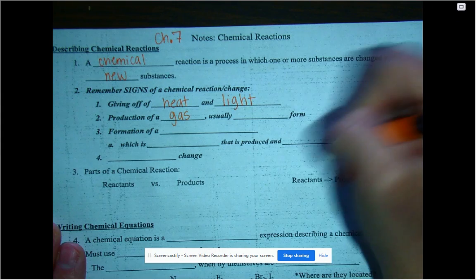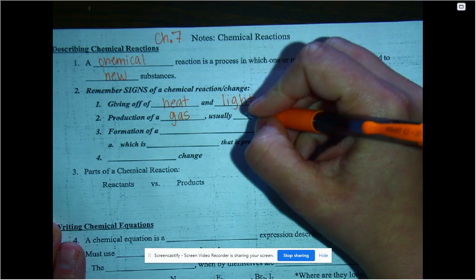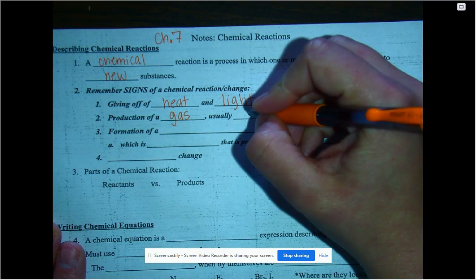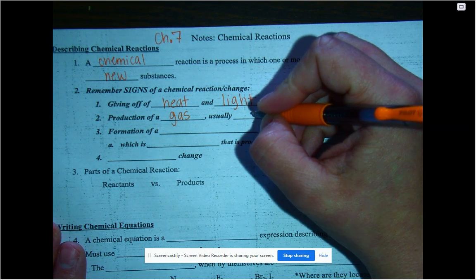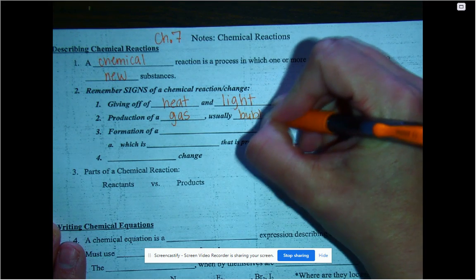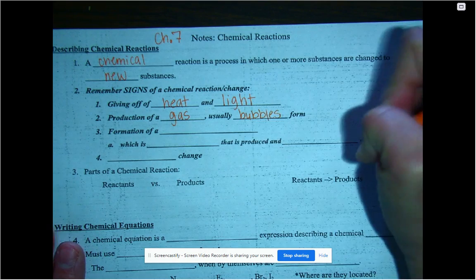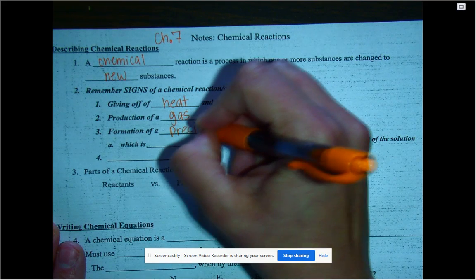What form do we usually see that in? You guys remember? In a liquid? I think sodas. Oh, yeah. I totally know what you're talking about. Bubbles, you guys. We're going to be looking for things like bubbles. Okay, so bubbles form. We do have formation of a precipitate.